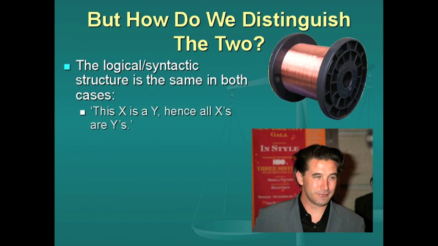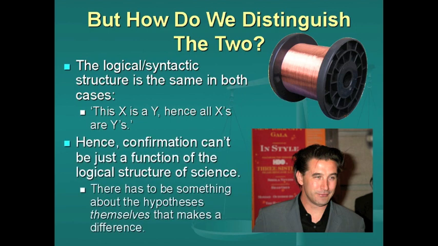That means that if we're going to distinguish examples like this, we want to say the first one is an example of good scientific confirmation, but the second is not. We can't simply look at the logical structure, at the syntactic structure of science. There has to be something about the hypotheses themselves that makes one scientific and the other balderdash.